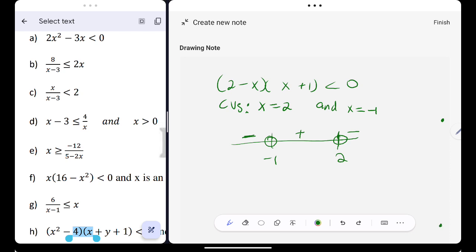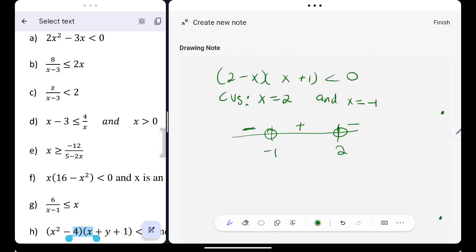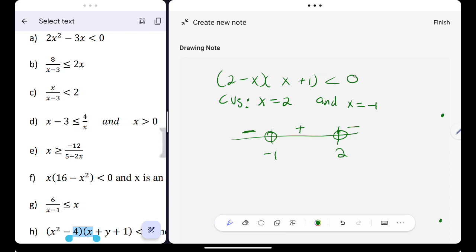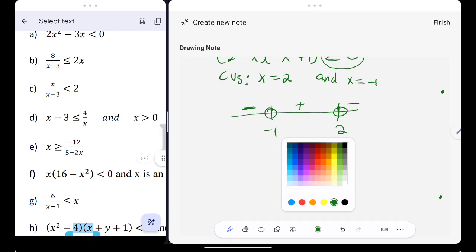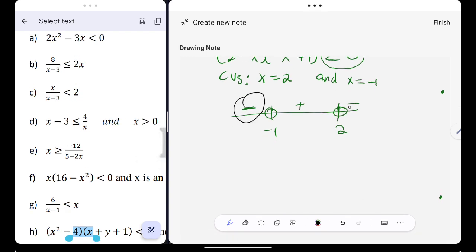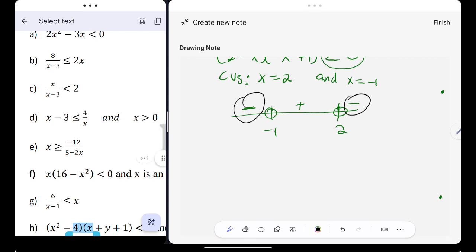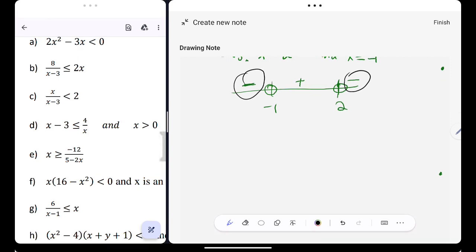So yeah, I want the values of x for which this entire thing is negative. Less than 0 means negative. Are you together? Where do I see negative on my number line? Here and there. That's the only place I can see a negative. Therefore, I can say x is less than negative 1 or x is greater than 2. Are we together?